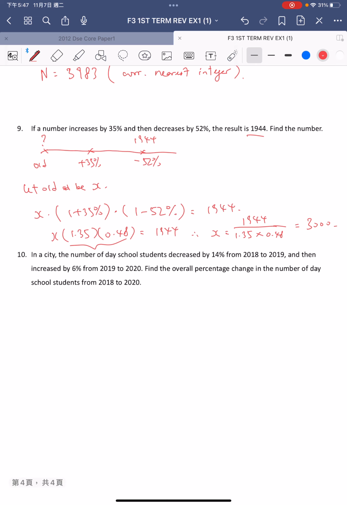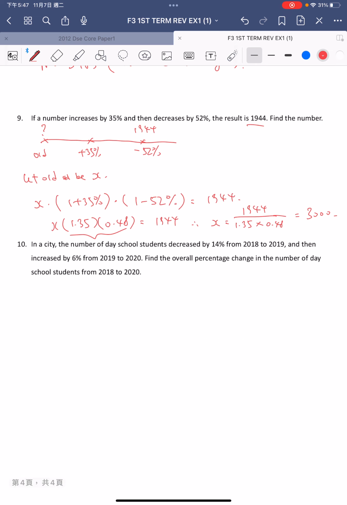Okay, so for the last question, in a city, the number of day school students decreased by 14% from 2018 to 2019. The number of day school students, we actually don't know that, isn't it? So in our timeline, we have 2018, 2019, and 2020. I think those are the 3 things we have, right? The number of day school students we don't know, so we set it as x, and it's decreased by 14% after 2018, and then increased by 6%. So you need to find out the overall percentage change.